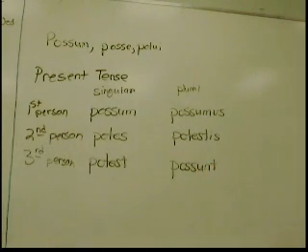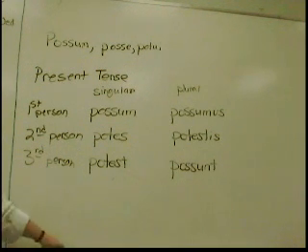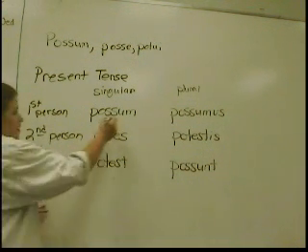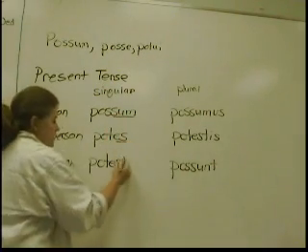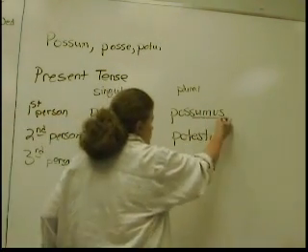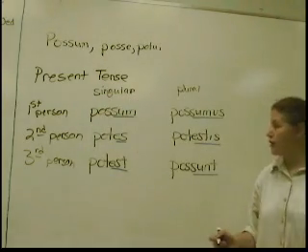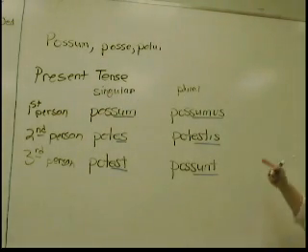Now, can someone tell me, looking at these, why I said that this is going to be easy after you learn the forms of sum? It's basically the same, adding a P-O-T to the front. Right, I have sum, es, est, sumus, estis, sunt. So that's sum right there, what I have underlined.